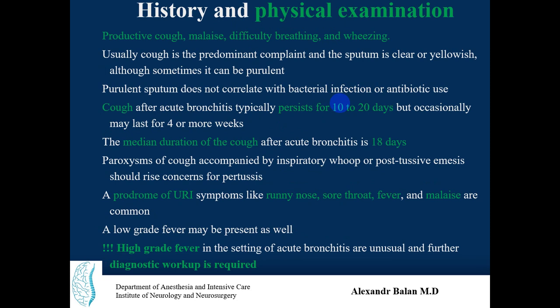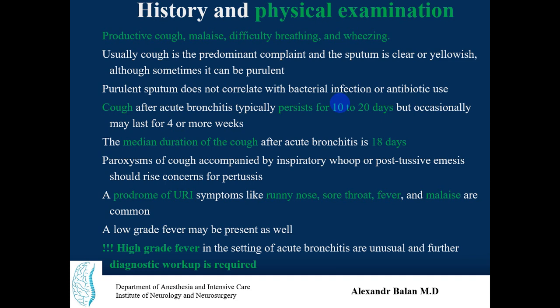How do you recognize a patient with acute bronchitis? They come with productive cough, malaise, difficulty breathing, and wheezing. Cough is usually the predominant complaint, and the sputum is clear or yellowish. Sometimes it could be purulent. Purulent sputum does not correlate with bacterial infection or antibiotic use. Cough after acute bronchitis typically persists for 10-20 days, but occasionally for 1 month or more. So after you resolve acute bronchitis, cough may persist. The median duration of the cough of acute bronchitis is 18 days.